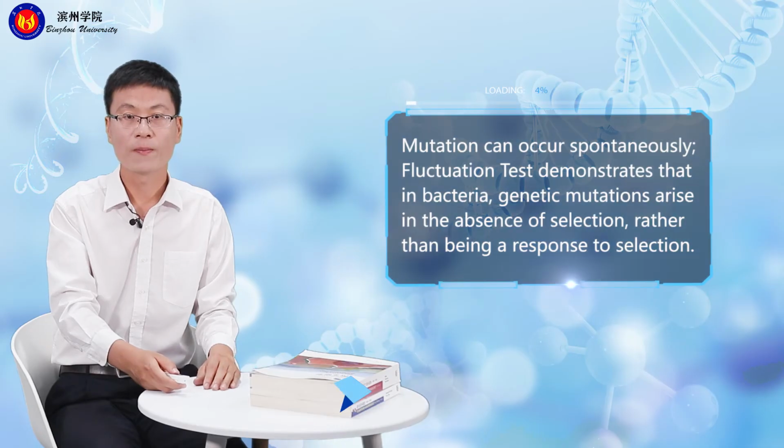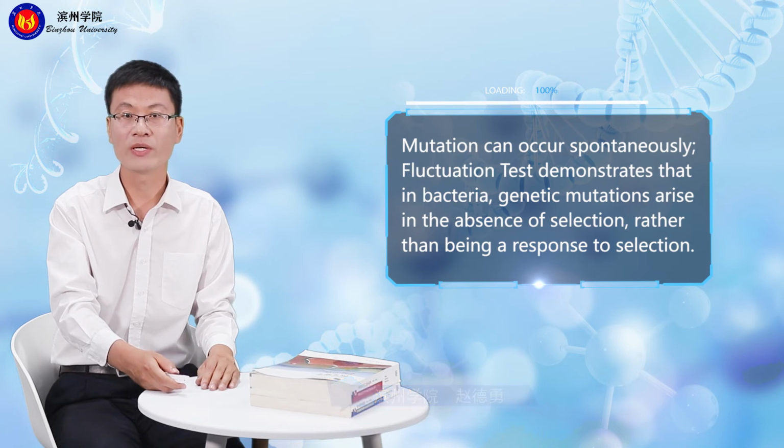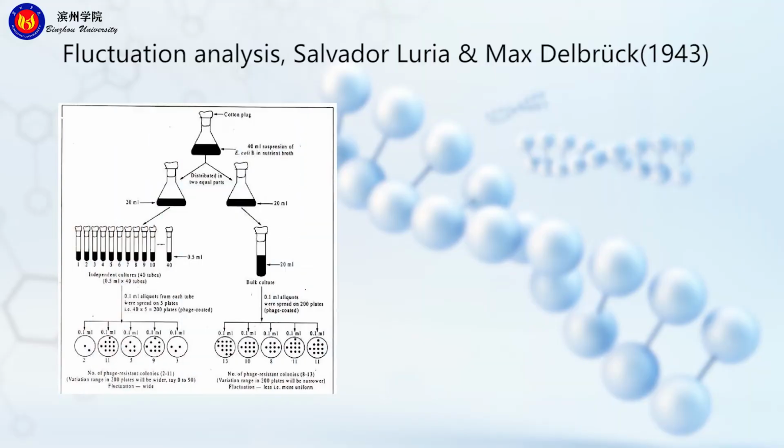The mutation can occur spontaneously. Fluctuation tests demonstrate that in bacteria, the genetic mutation arises in the absence of selection rather than being a response to a selection. Please look at this picture.